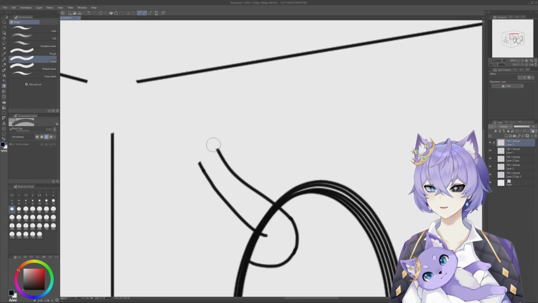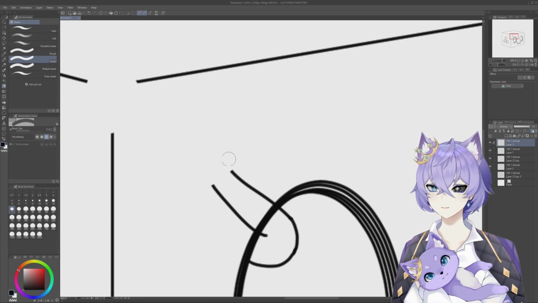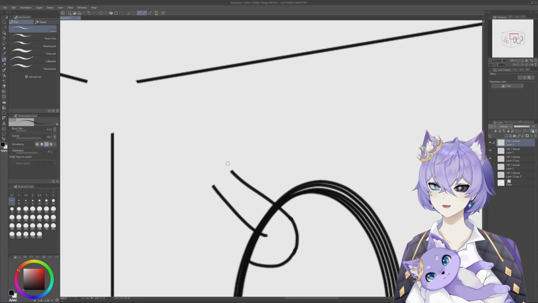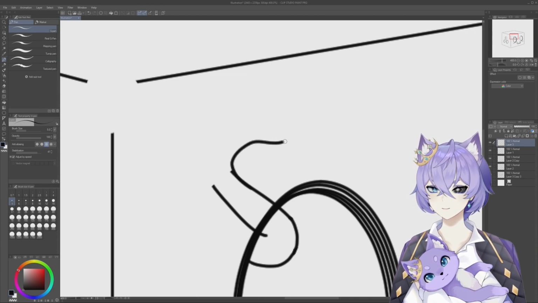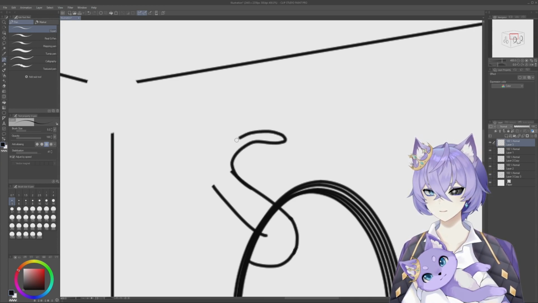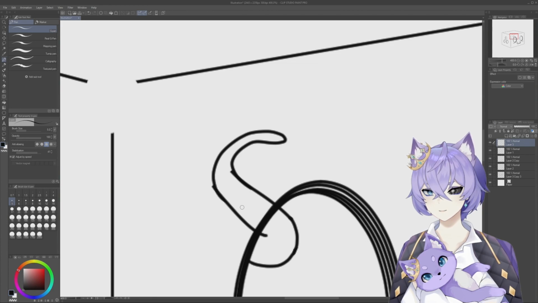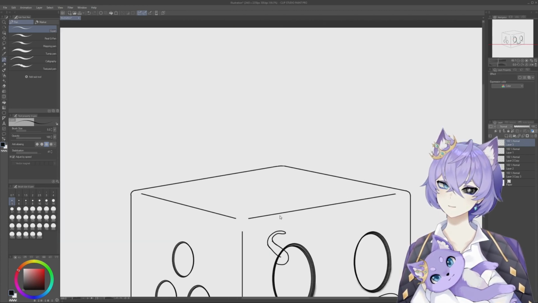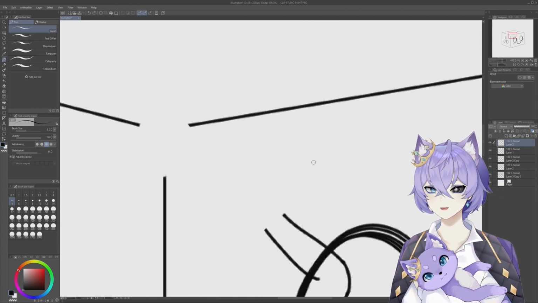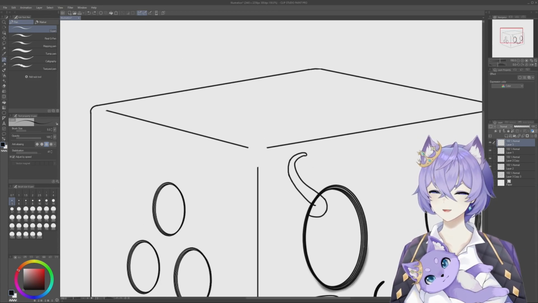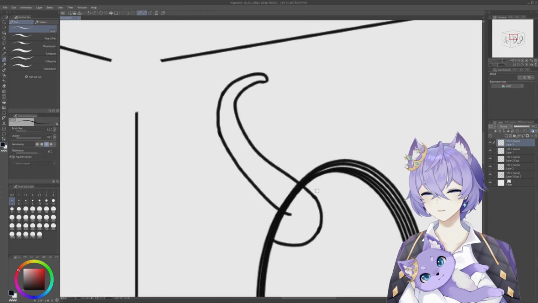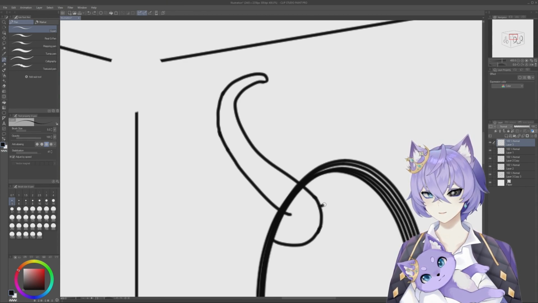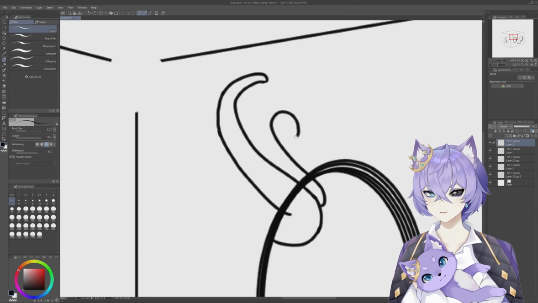I want to make this a little curvier. A little more curve to this tentacle. A little more bend. Or I can just say, never mind. We leave it alone. Okay, and then second set of tentacles goes out like this.